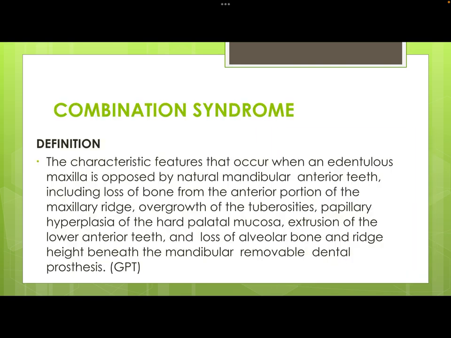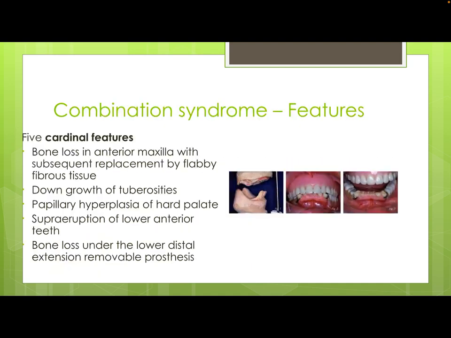Now, the combination syndrome definition, according to the GPT, is the characteristic feature that occurs when an edentulous maxilla is opposed by natural mandibular anterior teeth, including the loss of bone from the anterior portion of the maxillary ridge, overgrowth of the tuberosities, papillary hyperplasia of the hard palatal mucosa, extrusion of the lower anterior teeth, and loss of alveolar bone and ridge height beneath the mandibular removable dental prosthesis.